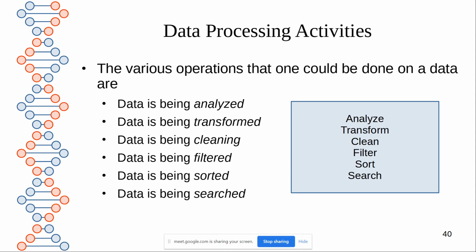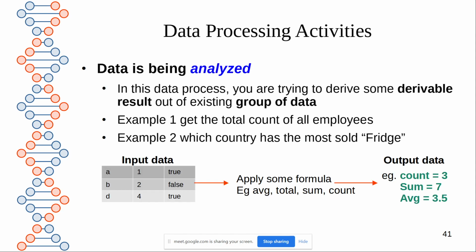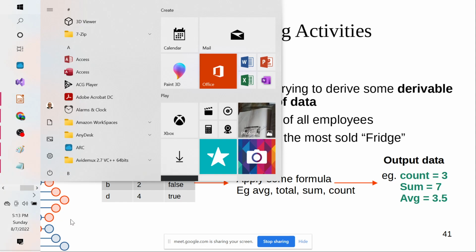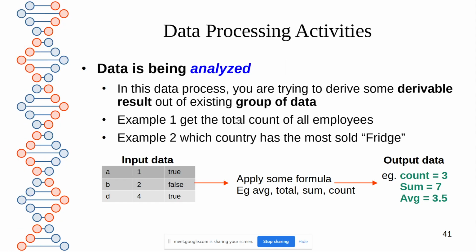So you could be analyzing the data, transforming the data, cleaning the data, filtering, sorting, or searching. What do you mean when you say data has been analyzed? When you say data is being analyzed, it means in this data process you're trying to derive some result out of the existing group of data. This is a definition created by me. It's not there in any books. If you read some other book, you may find some other definition. But just to make it easier, I've created this definition.